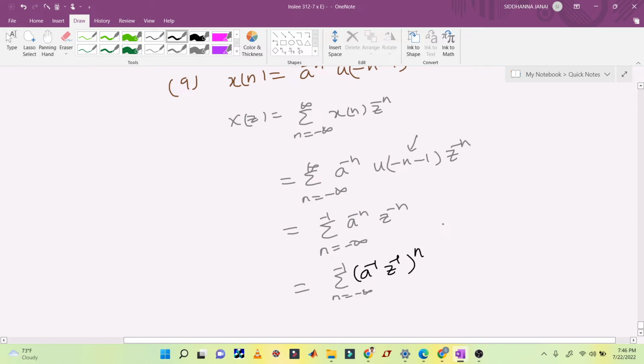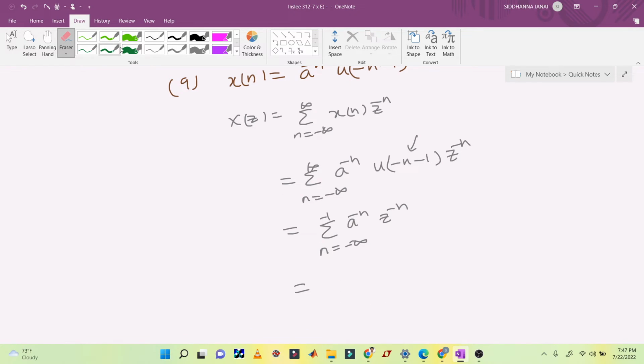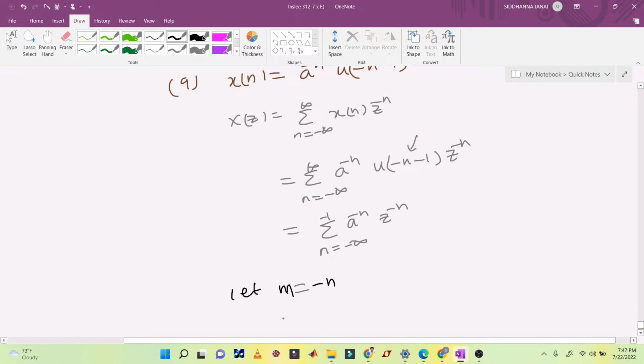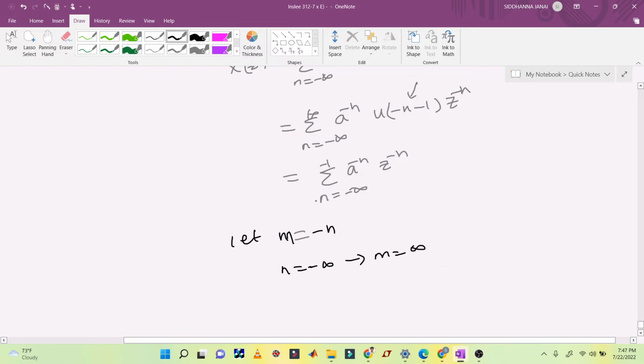Or we can simply go by substituting n equals minus m. So let us do that, don't mess it up now. So directly we'll choose let m is equal to minus n. That means n equals minus infinity means m equals plus infinity, n equals minus 1 means m equals plus 1.